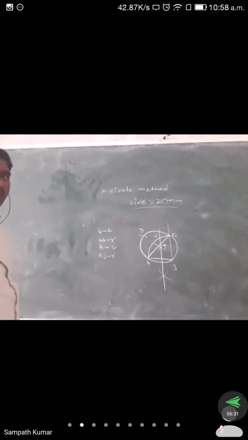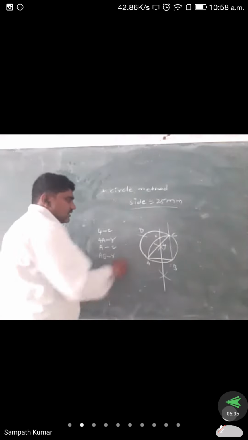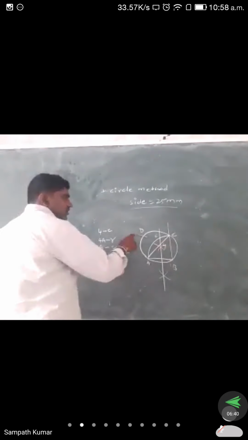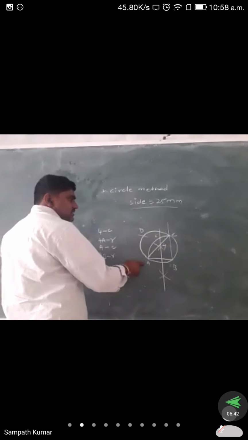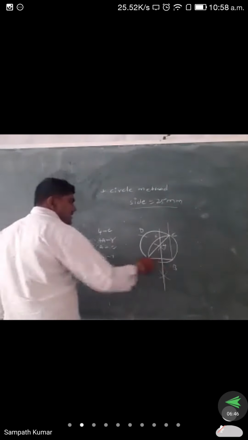A square has how many sides? A square has 4 sides. Already 3 points will be there on the circle. Then we have to go for one more point, taking A as the center and AB as the radius. AB means the given side.